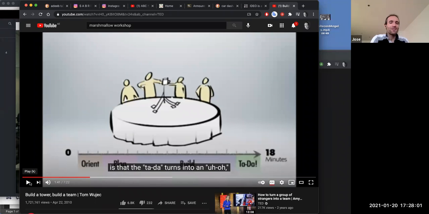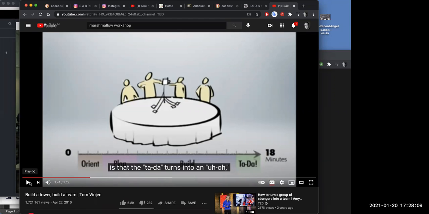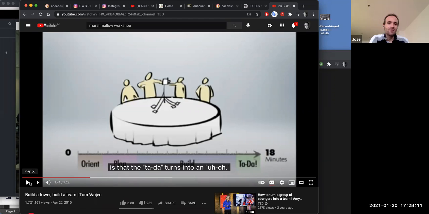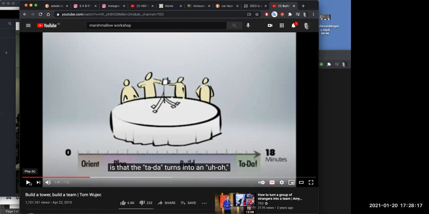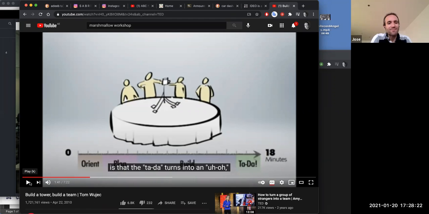This one is a bit different, and let's see, what elements do we have here? We have a marshmallow, right? Each team has a marshmallow. Marshmallow and spaghetti sticks, 20 of them, and then we have a rope, and then we have a tape, one meter and one meter. And let's see what happened.